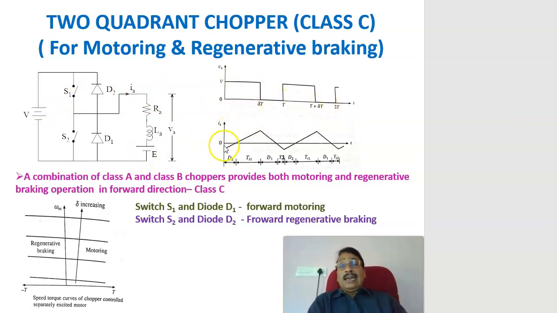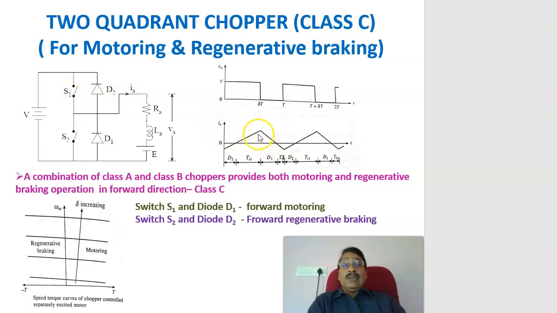Now let us see the current waveform here. Assume this is the current waveform: for a certain duration the current is negative, then for a certain duration it is positive, even with a positive voltage. When the current is negative and the voltage is positive, D2 is conducting. From here to here, the voltage is positive and the current is also positive, so S1 will be conducting.